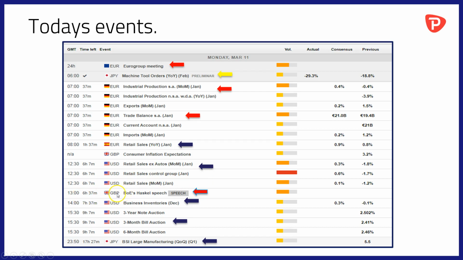1300 sees the day's sole central banker speech, this one from the Bank of England's Haskell. At 1400 we'll have business inventories data from December for the US. There's also a series of 3 and 6 month bill auctions from the US at 15:30 GMT, and then a rather large pause until 23:50 when we'll get the last data of the day in the shape of large manufacturing data out of Japan for the first quarter of 2019.